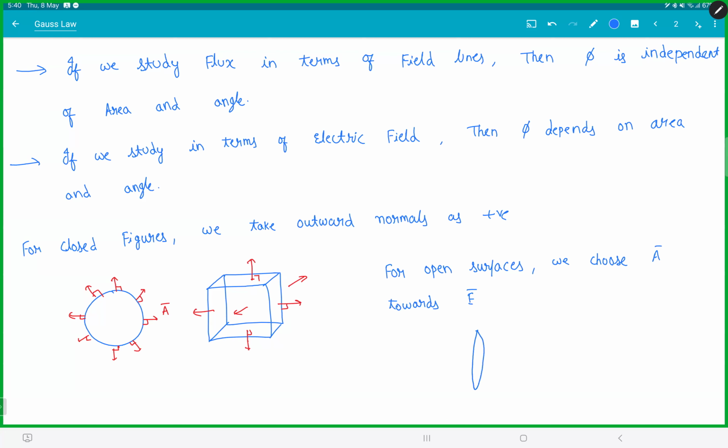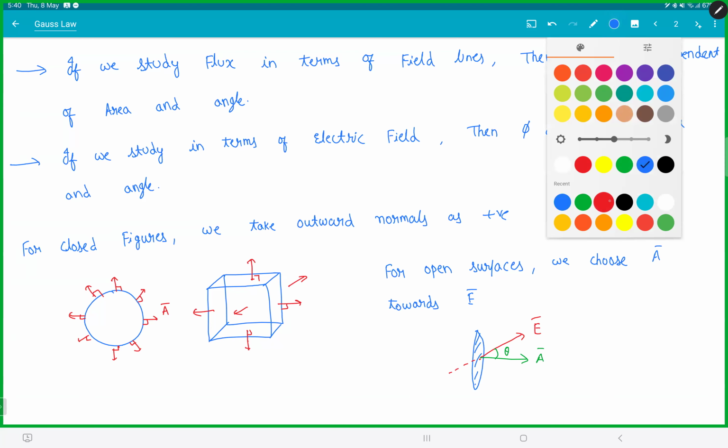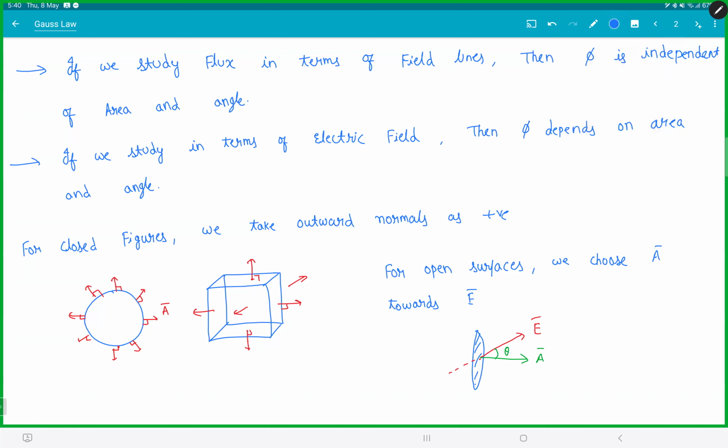So if you give me a disk, now I can take the area vector right side or left side, but let's say the field is this way. Just for convenience, to keep the angle acute or to keep the flux positive, we'll always choose the area vector in the direction of E bar. You could have taken the other direction also. There's no issue as such. So for closed surfaces, it is fixed. We'll take the outward normals. But for open surfaces, you can choose anything. Clear with this, everyone?